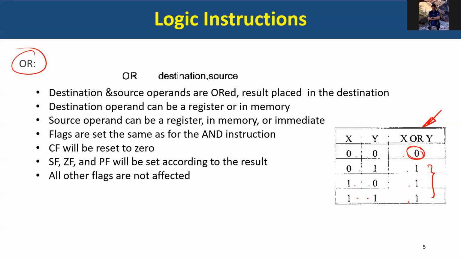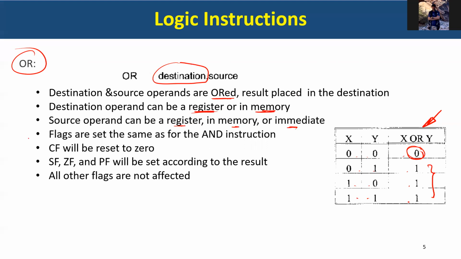Again here, the destination and source operands are ORed together and the result will be placed in the destination. That's why it's called destination. The destination operand can be a register or a memory. However, the source operand can be a register, memory, or an immediate value.